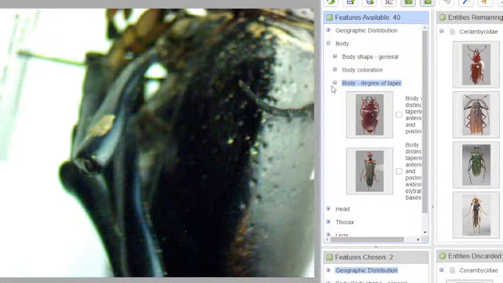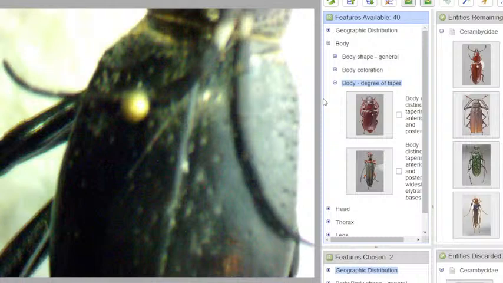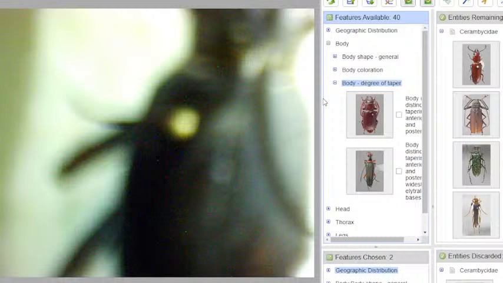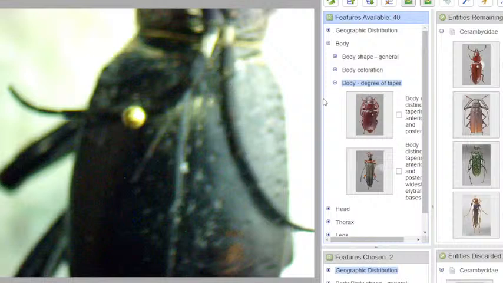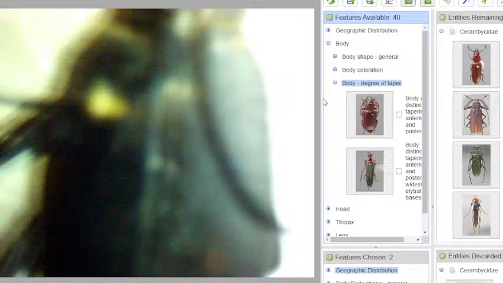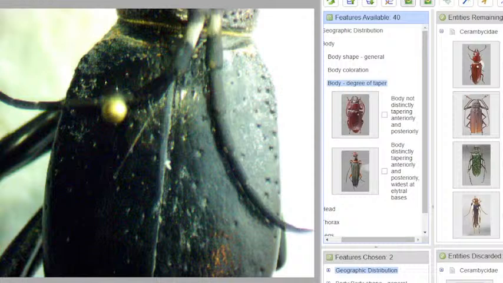Can't zoom out any further than what we already have. This guy's pretty big. We're going to try one more thing. We can zoom out a little bit further. Just a little bit. Degree of taper. Not distinctly tapering.